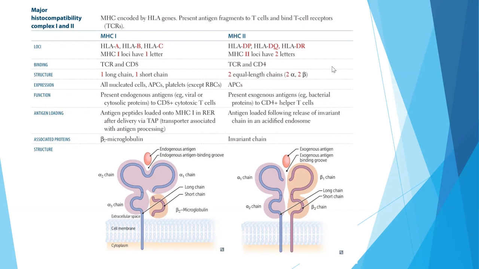So again, CD8 and CD4 concepts. The associated proteins, which are important here, are that MHC1 has the associated protein beta-2 microglobulin, and MHC2 has an invariant chain.